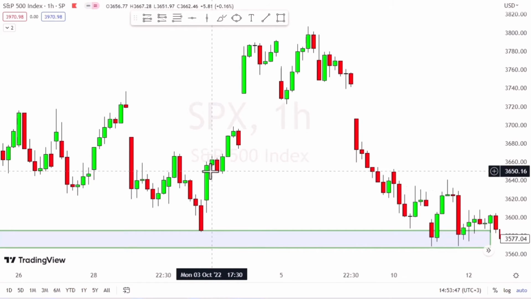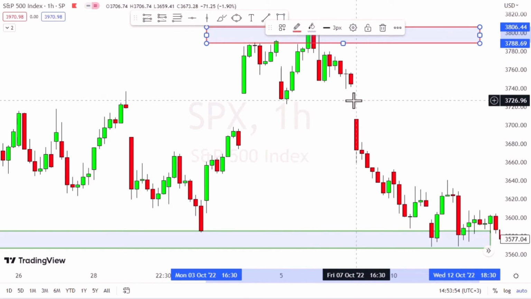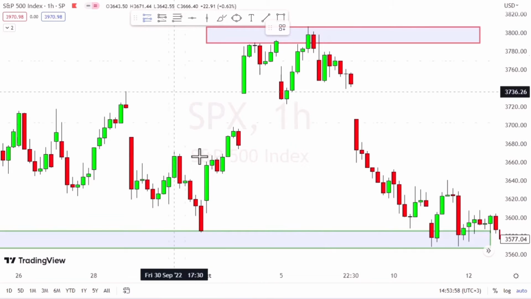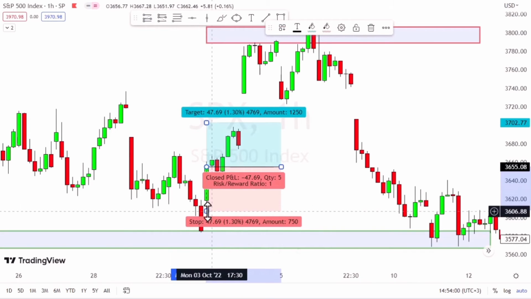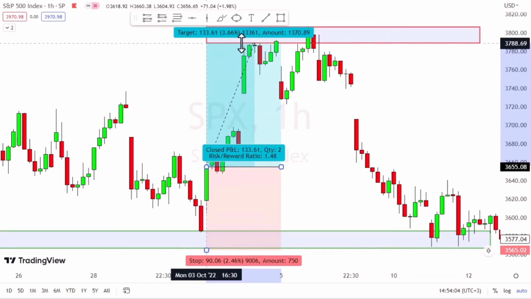Let me change the color to red. Yeah, it went up beautifully, and we could go long or take a long position here and take our profit out of the market. You can see it was like 3.72% profit with 10x leverage.